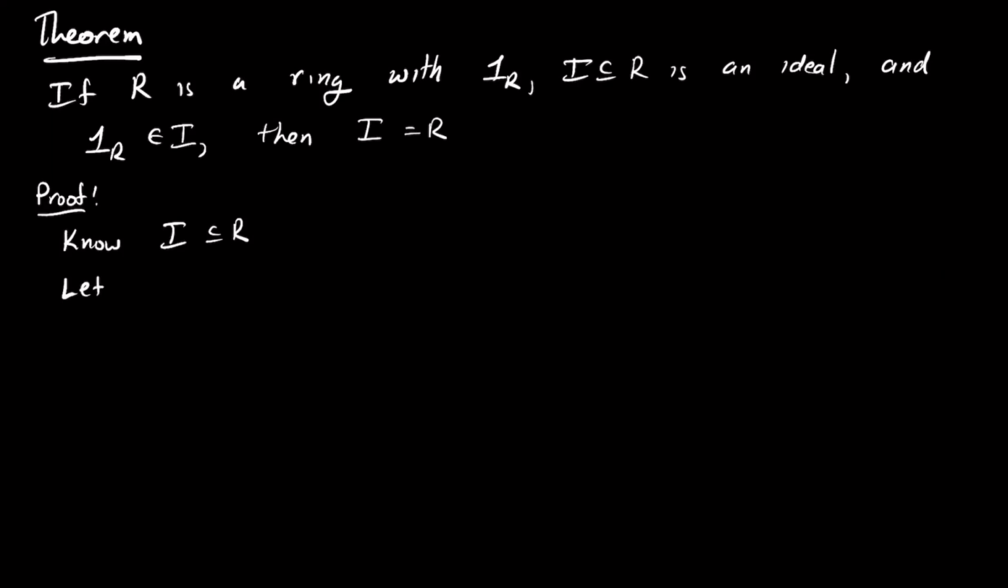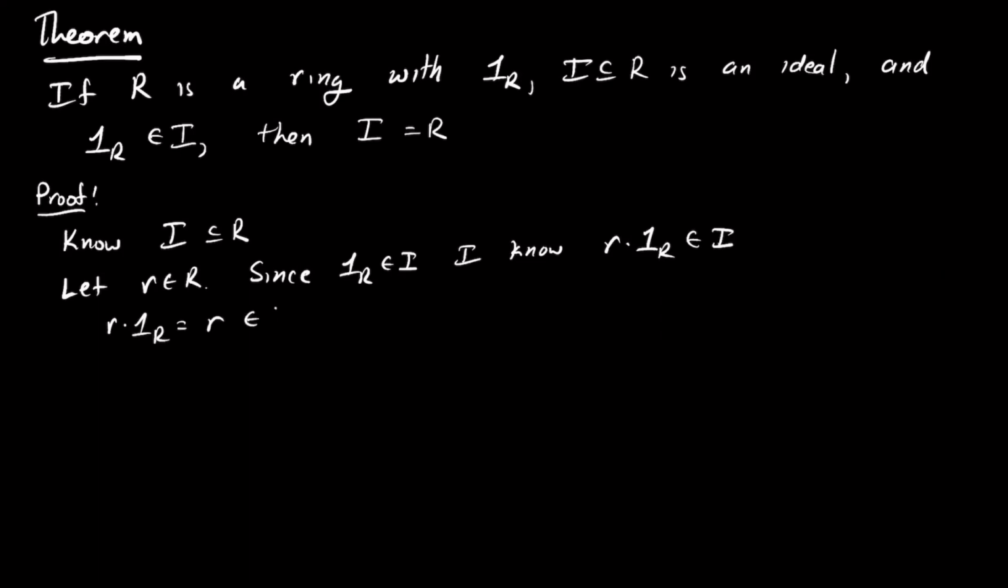So let r be an element of R. Well, since 1 is an element of I, we know that r times 1 has to be an element of I as well, because I absorbs under multiplication. So r times 1, well, that's equal to r. That's an element of I. Hence, R is a subset of I, and so I is equal to R.